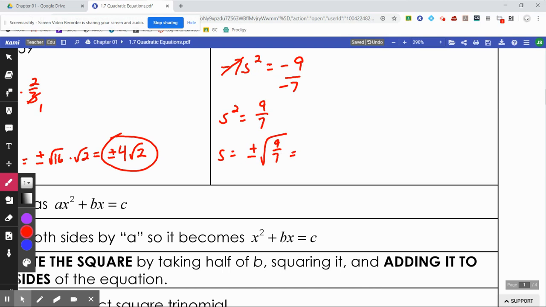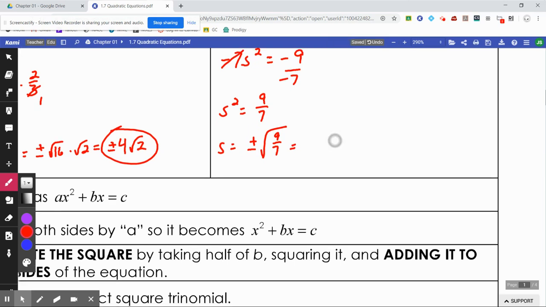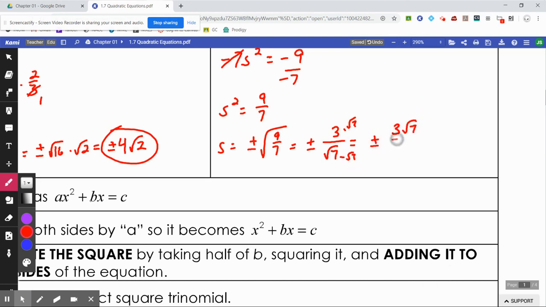Now we do want to rationalize that. We don't want to leave that radical 7 on the bottom. And the top I know the square root of, so we can do plus and minus the square root of 9 over the square root of 7. Square root of 9 is 3. So let's rationalize by multiplying top and bottom by root 7. So that would be plus and minus. On top you now have 3 root 7. On bottom, root 7 times itself would be plain 7.